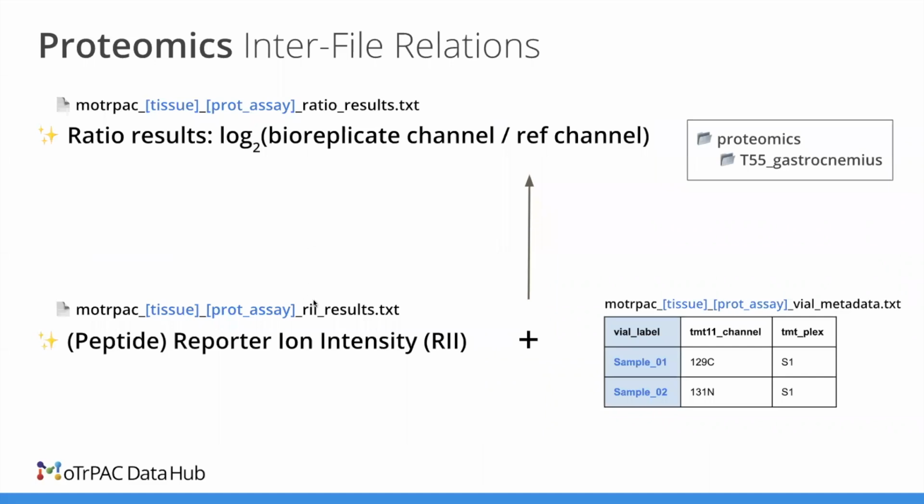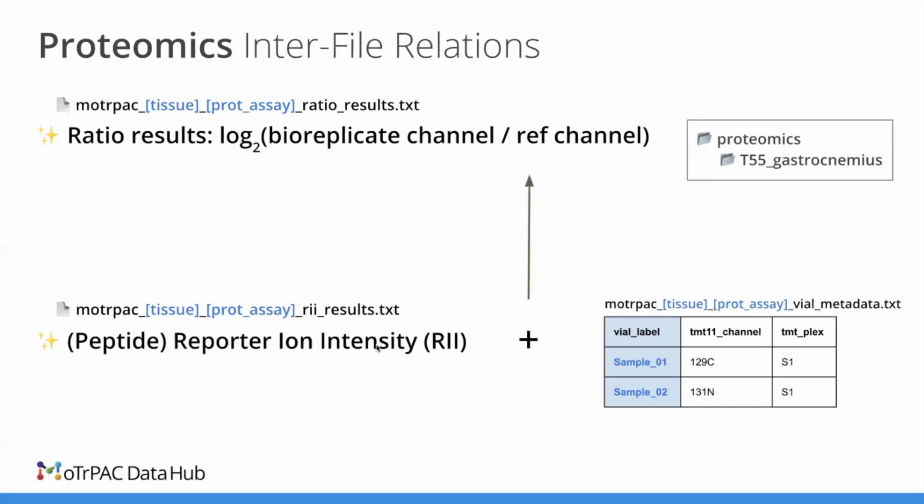The first file is the reporter ion intensity. You can think of this as the raw data that we get from the pipeline. Now, as was explained before, these data are partitioned into plexes, which you can think of as small batches of 11 samples at a time. And you can obtain a mapping from the sample ID to these batches in the vial metadata file.